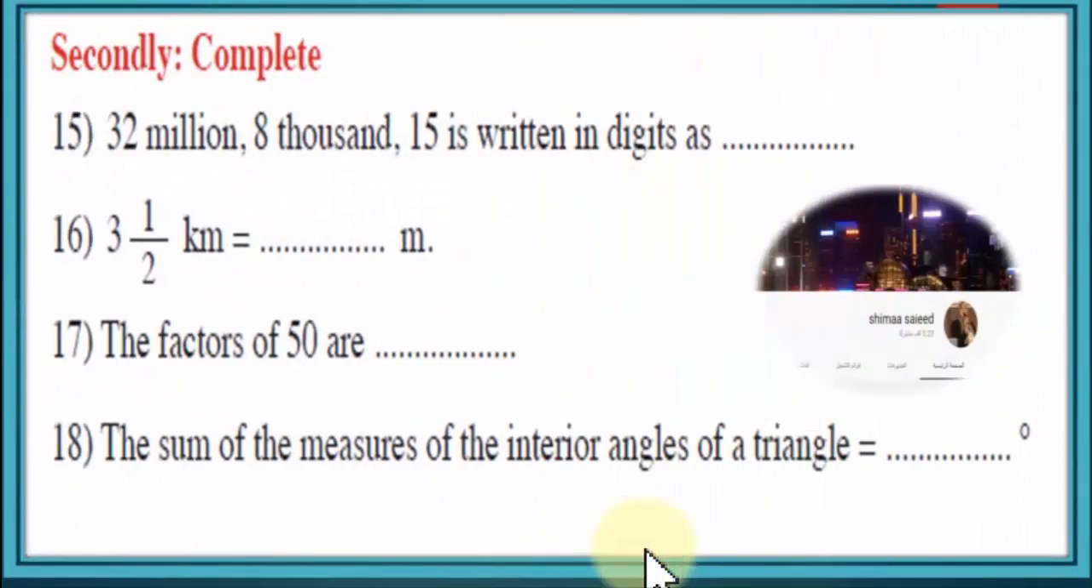Secondly, complete. 32,008,015 is written in digits as, we will write 32 in millions place, then write 0 in 100,000 place, 0 in 10,000 place, and write 8 in 1,000 place. Don't forget to put 0 in hundreds, then write 1 in tens place and 5 in ones place.